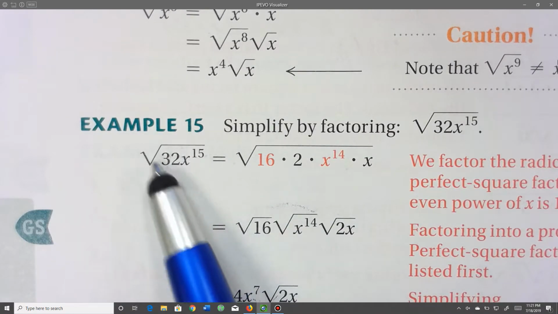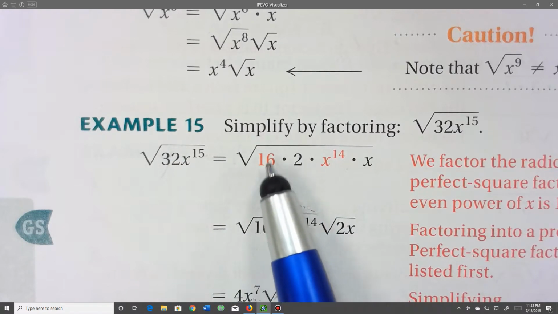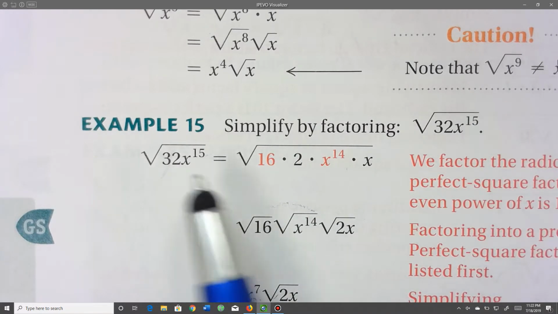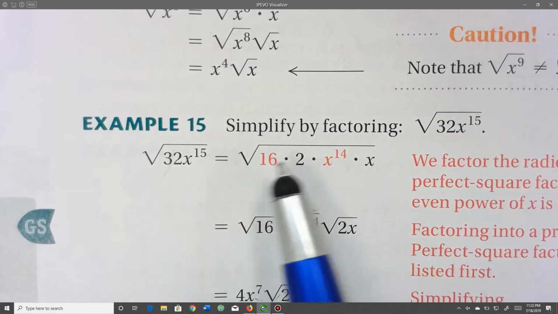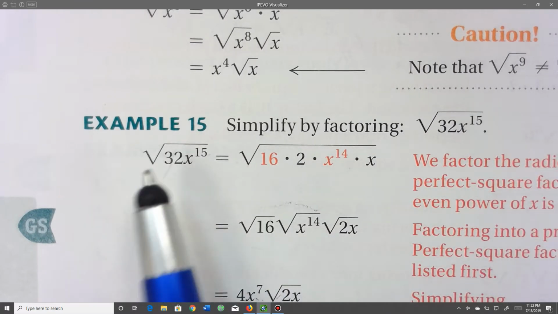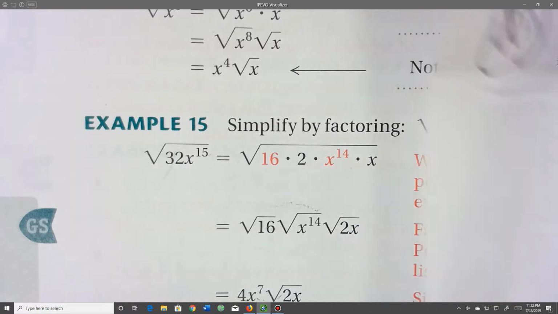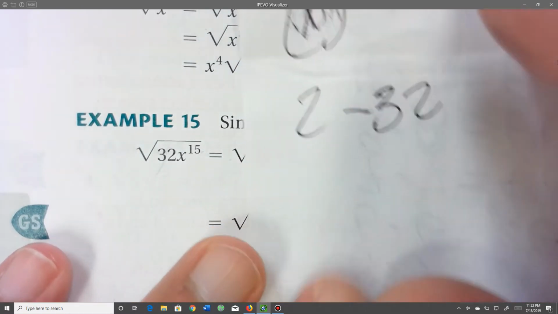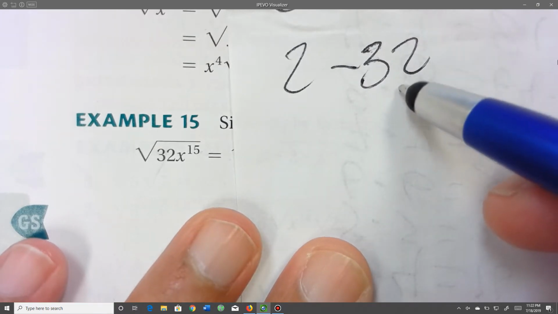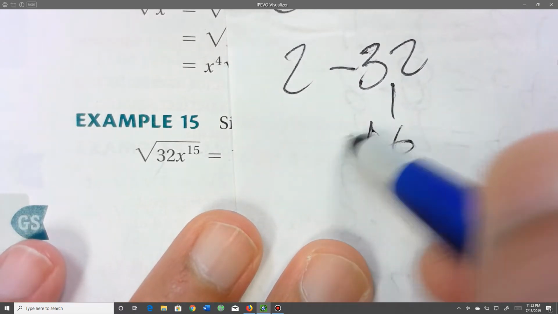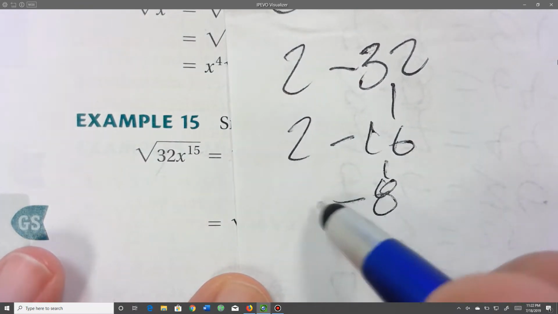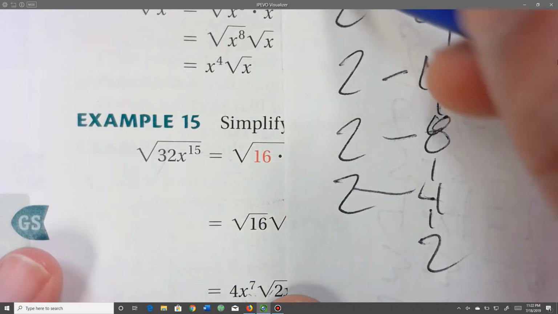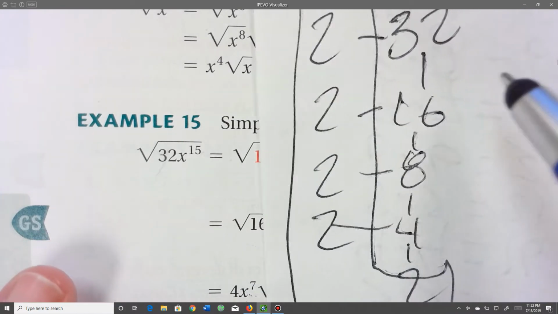For the constants, you don't have to know that 16 being a perfect square is a factor of 32. If you can remember, that's fine. If you can tell, that's fine. As long as you factor out that 32 completely. Let me write it out again, another example. 32 divided by 2 is 16. 16 divided by 2 is 8. 8 divided by 2 is 4. 4 divided by 2 is 2. So those are all my factors of 32.